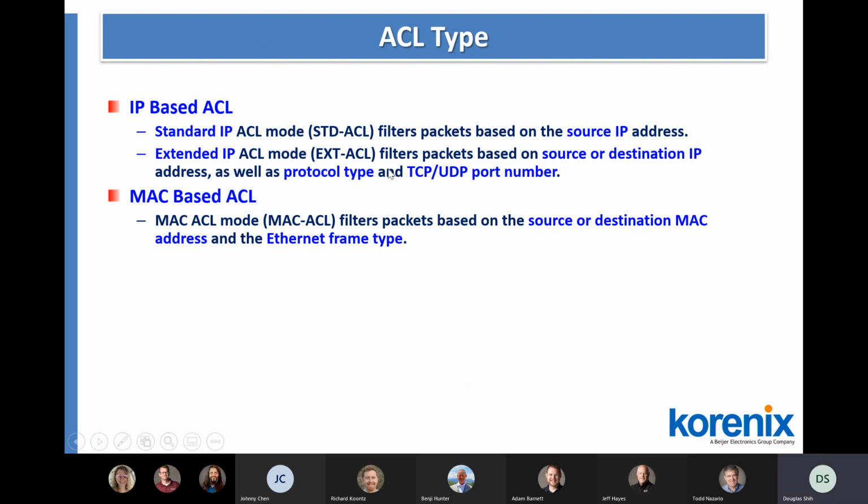In these settings, we can create more types of access control entries. They include the source or destination IP, protocol type, and the TCP or UDP port if you filter with TCP or UDP. And the last access control list type is the MAC-based access control list. This type can filter by the source or destination MAC address, and also by the Ethernet frame type.